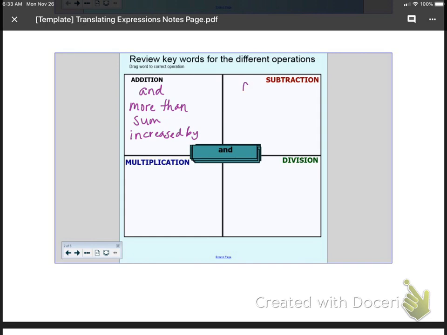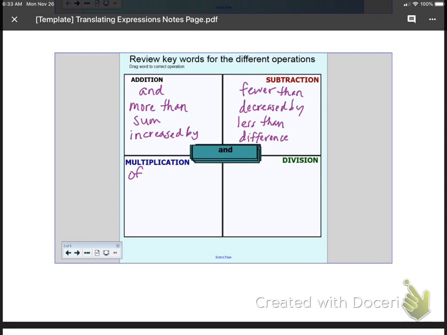When it comes to subtraction, some of the keywords you're going to see are "fewer than," or you'll see "decreased by," you'll see "less than," or you'll see the word "difference." This is another word that's kind of a keyword that you should have memorized in elementary school.